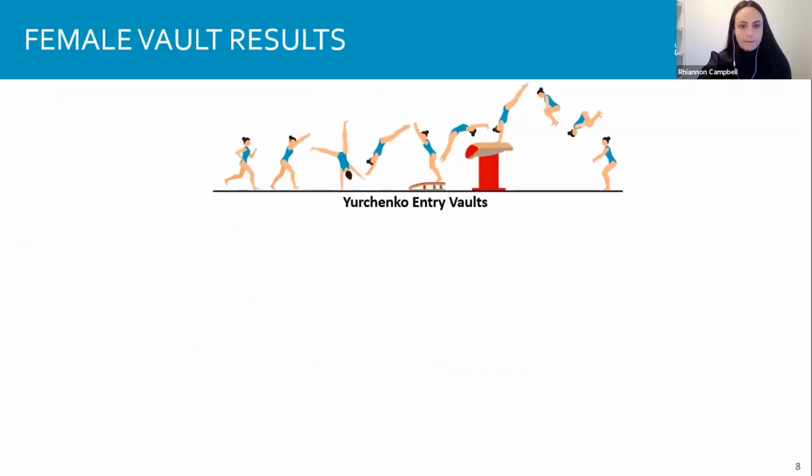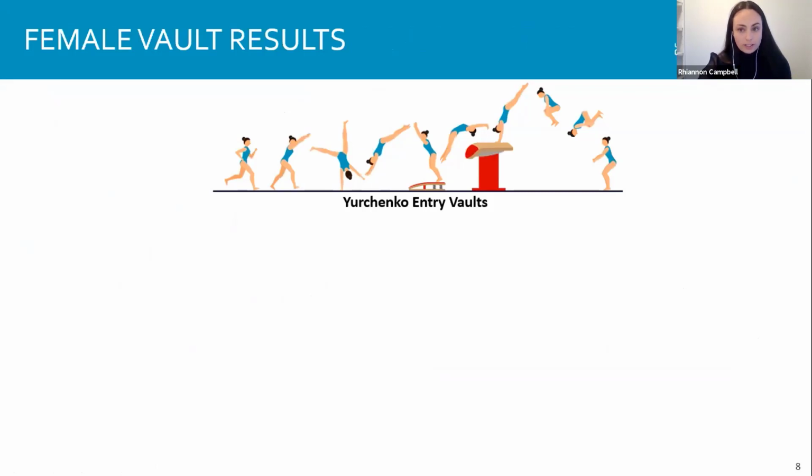Now I'm going to start with the female vault results today. So all females performed Yurchenko entry vaults. Now, during a Yurchenko entry, the gymnast does a round off, landing on the springboard, and then proceeds to contact the vault from a backward entry position.